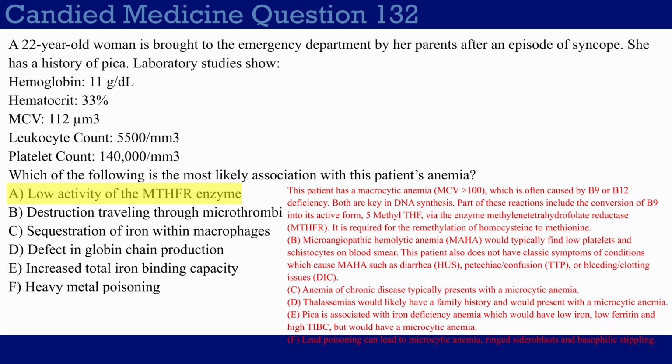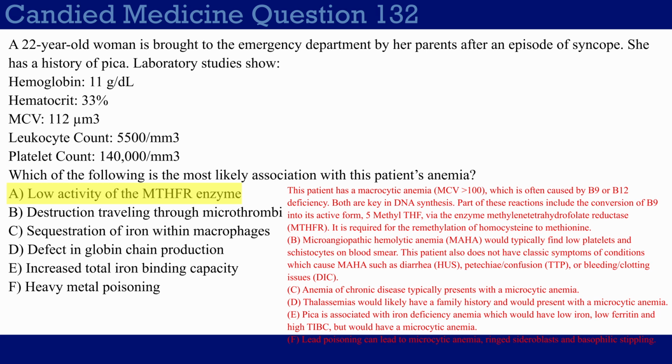Choice D, defect in globin chain production. This is talking about thalassemia, which again, you would probably have microcytic anemia. And this patient doesn't seem to have a family history, which is something they would usually give you, or at least they would give you either a family history or they might just straight up give you electrophoresis or genotypic studies, that sort of thing.